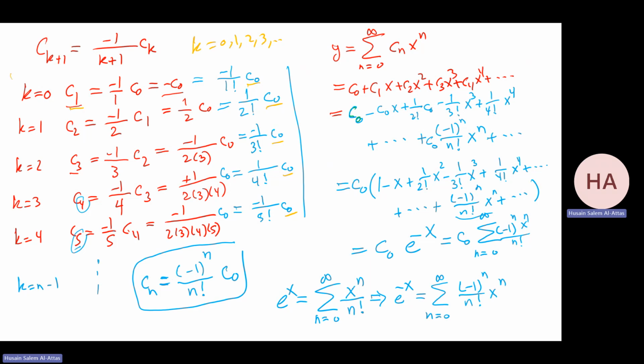Then you just plug these numbers, this calculation, where C1 equals this, C2 equals this, into the solution. This is my solution. So it's C0. C1 is minus C0, put it there. There's 1 over 2 factorial C0. Don't forget there is x squared here. Yeah, and so on. That's the way to solve it.